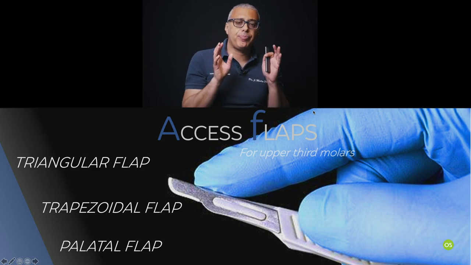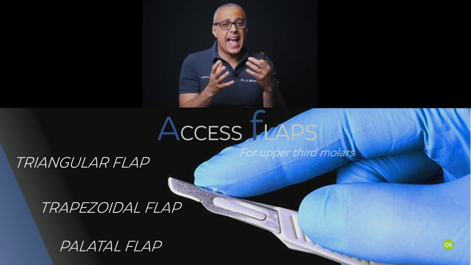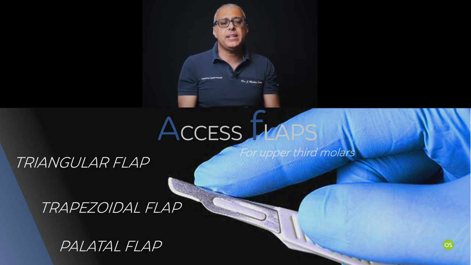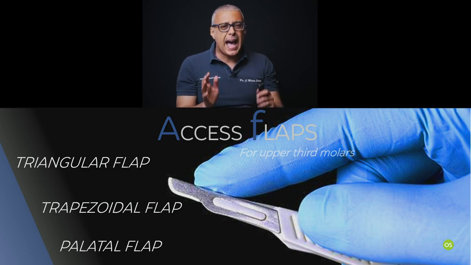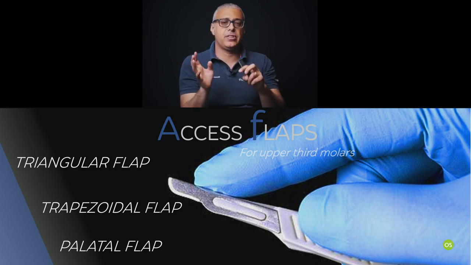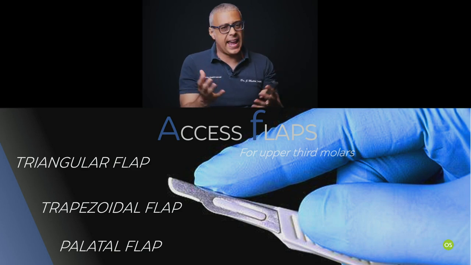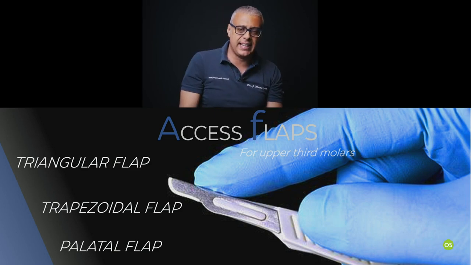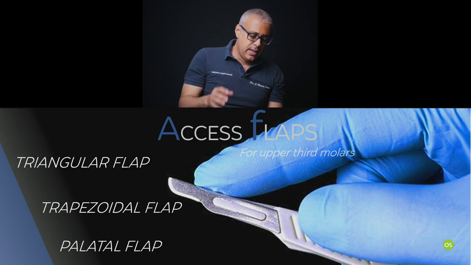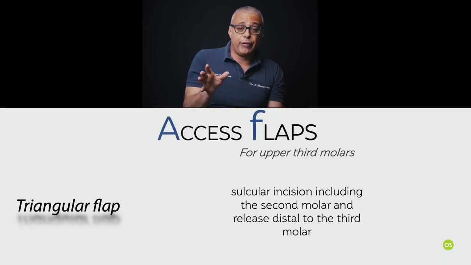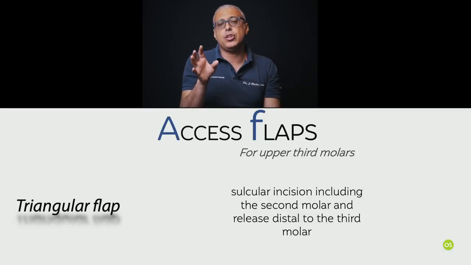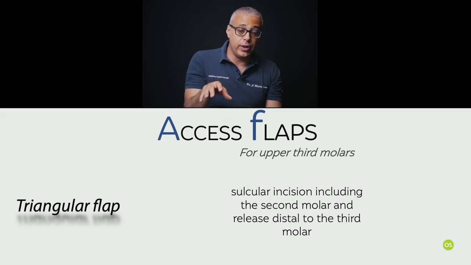In terms of flaps, we have 3 different types. I personally prefer the first 2 flaps, and I usually don't perform the third flap, but it is reported in books and in literature, so I also cited it in this lesson. The first flap is the triangular flap. It is the flap that I usually use also in lower impacted tooth surgery.